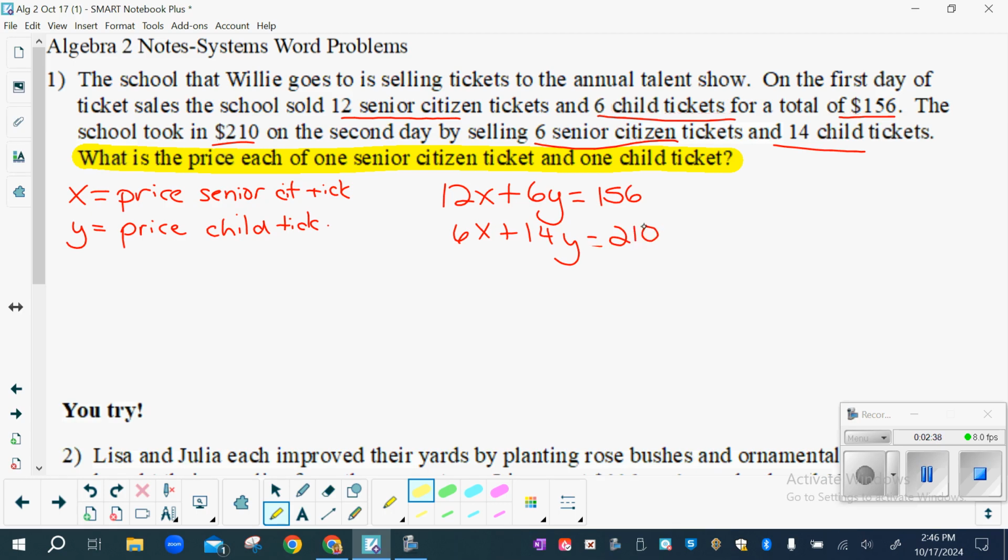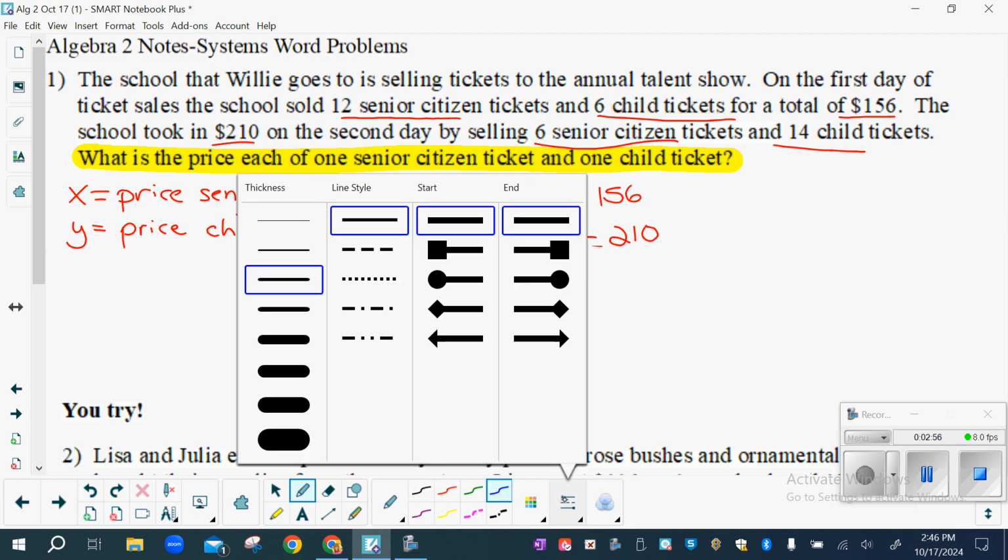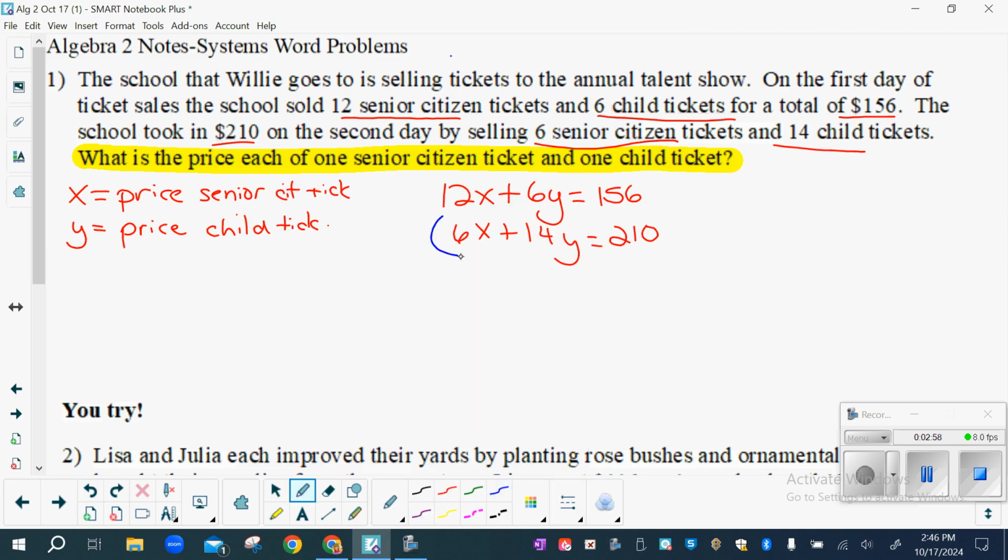So how might we solve that? Elimination. So what would be the easiest way on this one? We want to avoid having to multiply both of them by something. Good. Multiply the bottom one by -2. So if we look at this 6, if we multiply it by -2, it gives us the opposite of 12x. So that gives us -12x minus 28y.